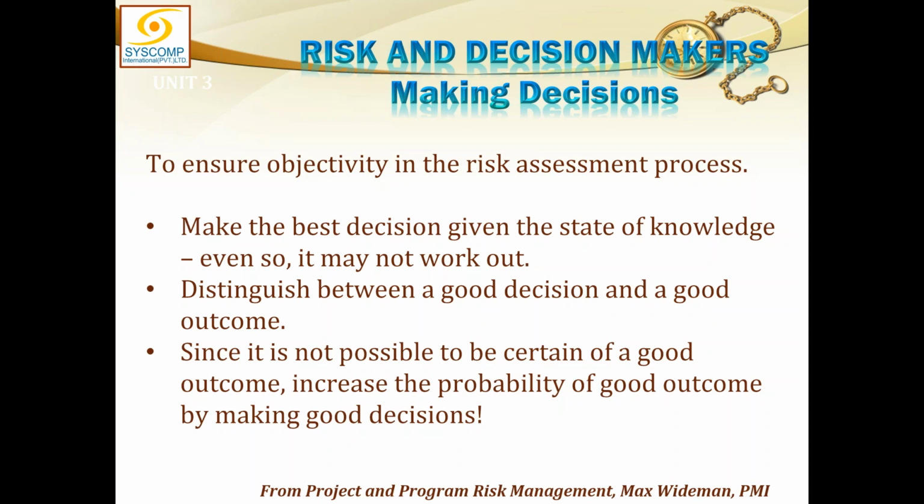Since it is not possible to be certain of a good outcome, increase the probability of a good outcome by making good decisions. Having said that, yes, of course, there could be bad decisions and good outcomes, and good decisions and bad outcomes, but naturally you don't know about that. So, for all practical purposes, you cannot work on the outcome, you can work on the decision. So, try to keep your decisions even better. If you can take better decisions, you are increasing the probability of a good outcome.